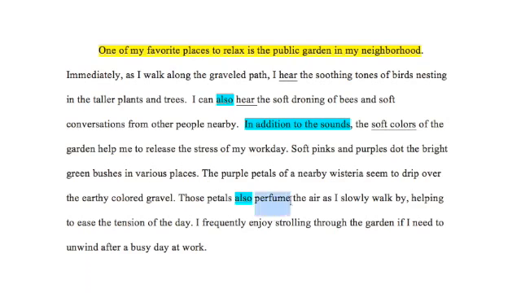Now we move on, because we have another transition here, to the way the air smells. Here we talk about perfume. So perfume is something that you smell. Those petals also perfume the air as I slowly walk by, helping to ease the tension of the day.